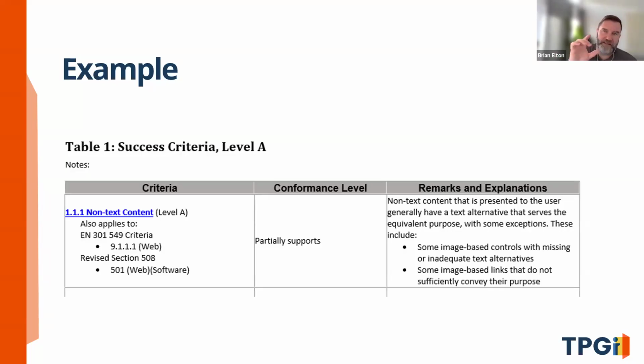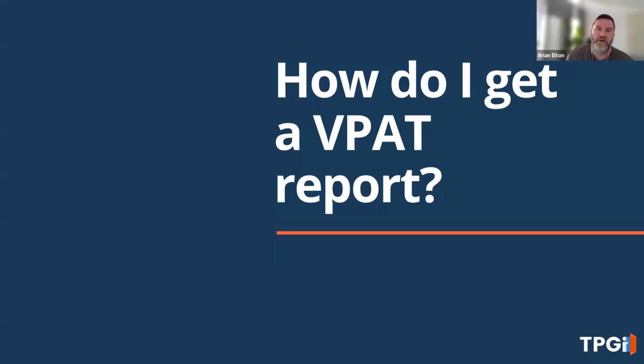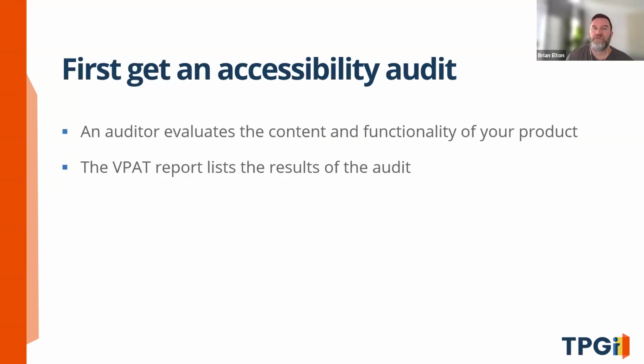All right. So now that's a small snippet of the report. But obviously there's a lot more involved. So how do you go about getting a VPAT report or an ACR? Well, the first thing you need to do is to get an accessibility audit, right? So an audit will expose or show the accessibility defects of your product or where it's lacking in accessibility functionality.